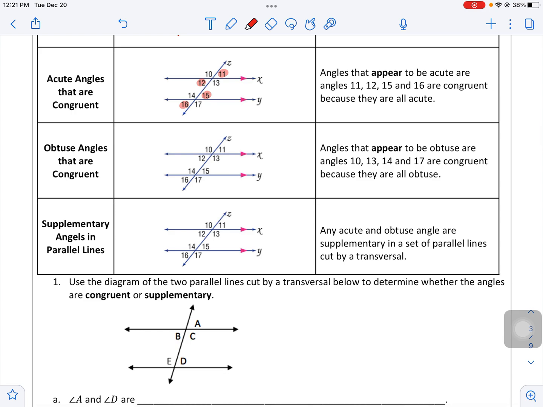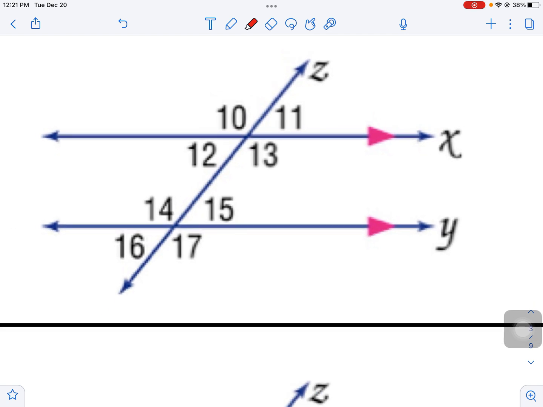Then we have obtuse angles that are congruent. Angles that appear to be obtuse are angles 10, 13, 14, and 17. And they are congruent because they're all obtuse. So here's an obtuse angle, obtuse, obtuse. All of these angles are congruent to each other because they are all obtuse angles.